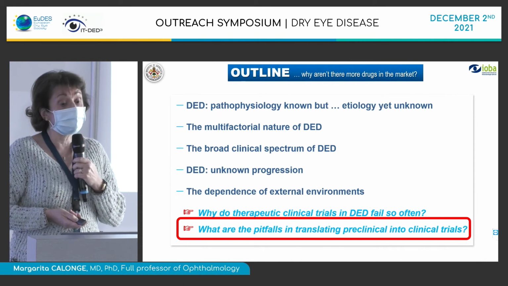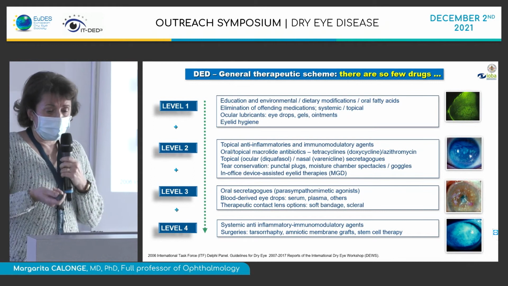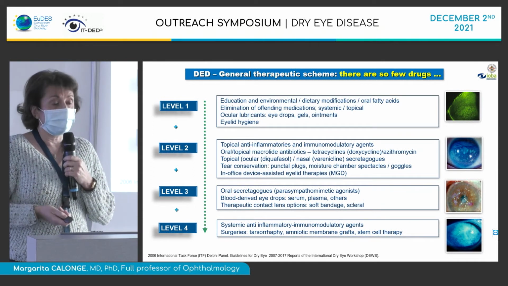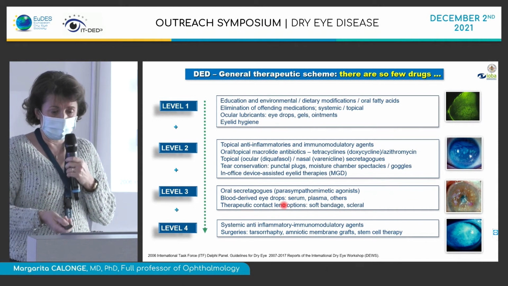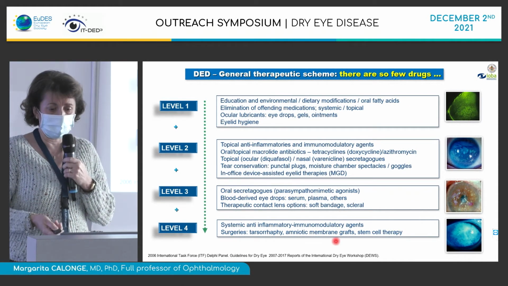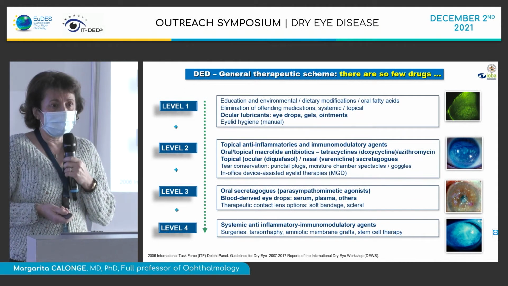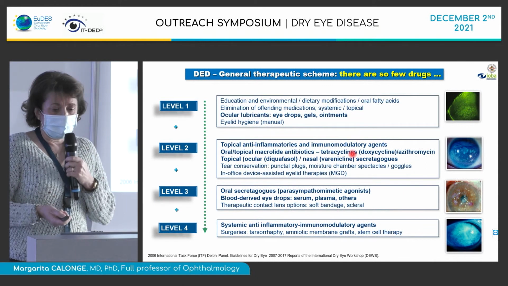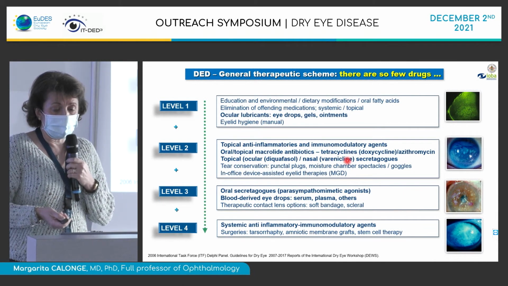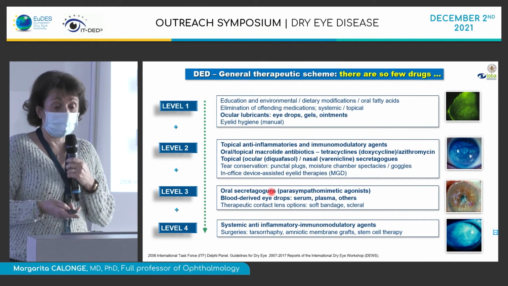And finally, what are the pitfalls in translating preclinical research, the preclinical research that you are doing, into clinical trials? Well, if one looks at all the possibilities of the therapeutic scheme in dry eye, one might think, wow, I have a lot of options. There are a lot of things that we can do. But if we select things that are eye drops, things that we can put in our eyes, in our nose, and this product has just been approved by the FDA, or taken orally, the list is less.